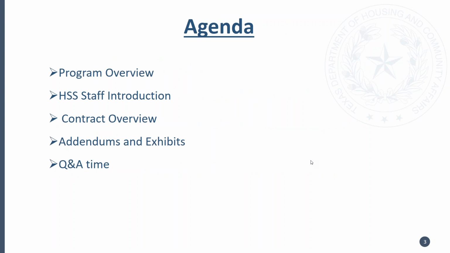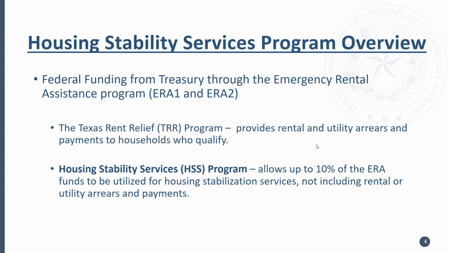So for today, like I said, we'll do a quick program overview, very quick. I'll run through who our staff members are, who you can contact with any questions. And then Meredith will take it over and do all of the contract overview, all of the addendums and exhibits. I know you have all been working on your benchmarks and your budgets. Those are things that will go into the contract. And then, like I said, at the end, we'll have a segment for questions and answers. So please, submit all the questions you can. We've got some other staff standing by to go through these questions.